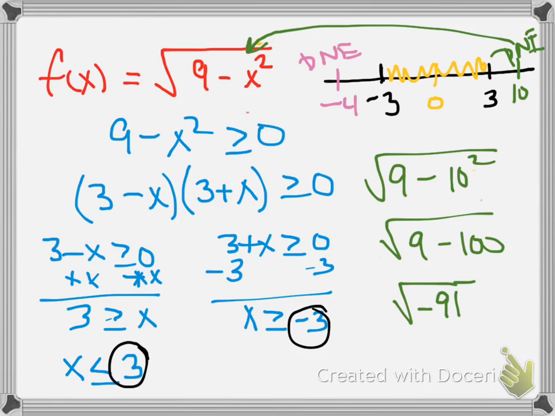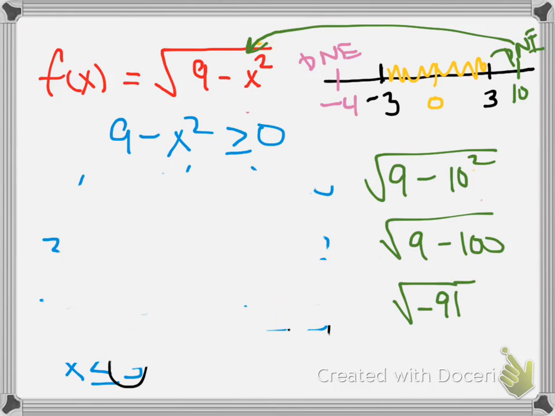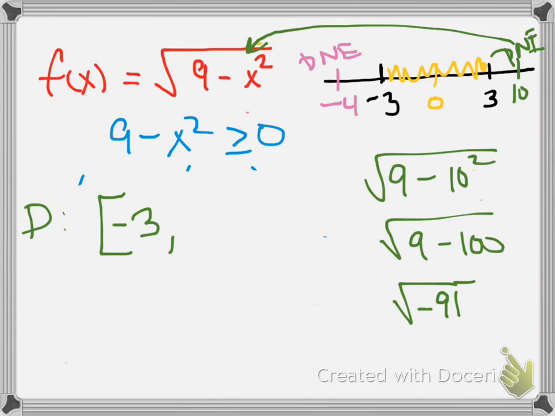So for our implied domain, it would be all the x's. Probably skip through some of this. My implied domain would be everything between negative 3 and positive 3. And since we have the equal to, that's why we have the brackets.